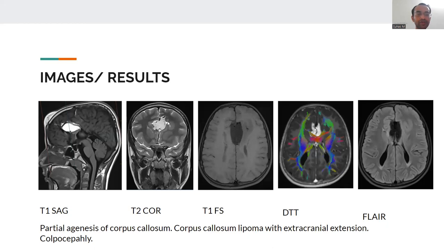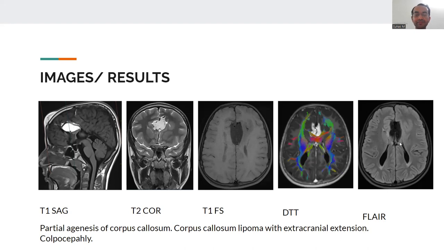On T2 coronal image, it appeared bright, and it appears hypointense on T1FS. So it is likely suggestive of a fat-containing lesion. It is causing displacement of the fibers as seen on the DTT. On the FLAIR image, the lesion appeared hypointense, and we can also see dilatation of the posterior horns of bilateral lateral ventricles.